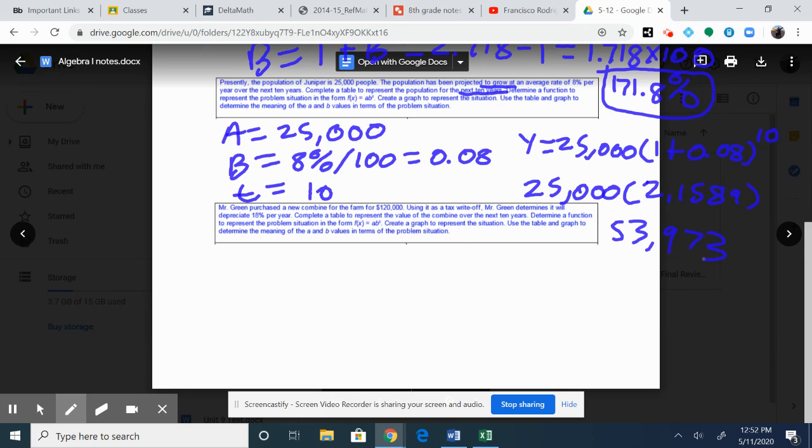53,973, and I'm just going to round up because we have a couple of decimals, because we can't have half a person or 1/3 of a person. So what this tells us is that we started off with 25,000 people. After 10 years, if we grow at 8%, we're going to have 53,973 people.